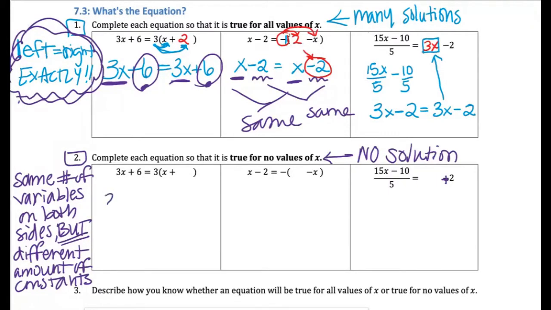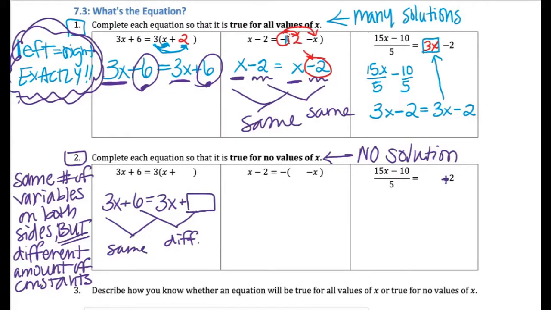So my left side is 3x plus 6. Because I need my variables to be the same, I'm going to need 3x on the right because these have to be the same. But my constants have to be different. So whatever number I end up with here, it can't be 6.